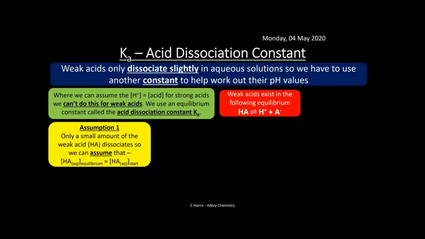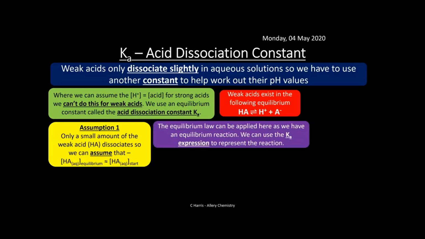So the first assumption we make when dealing with weak acids is that only a small amount of the weak acid, that's HA, dissociates. So we can assume that the concentration of HA at equilibrium is roughly equal to the concentration of HA at the start of the reaction, that's before anything goes. There will be a slight difference in reality, but because the difference is so small, it's difficult to measure, we can make this approximation, this assumption.